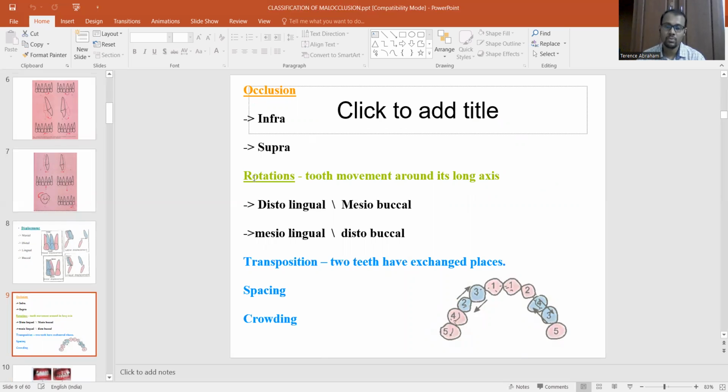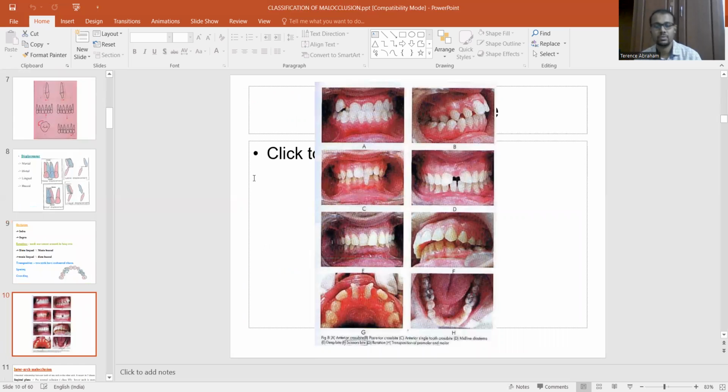Next, occlusion. There are two types: infraocclusion and supraocclusion. Infraocclusion means the tooth is partially erupted. Supraocclusion means the tooth is supra-erupted. Both are out of the arch. Infraocclusion and supraocclusion are malocclusions in the vertical plane. What is rotation? It is the movement of the tooth along its long axis. Transposition, spacing, and crowding I have mentioned before. In this figure also you can see all of these.